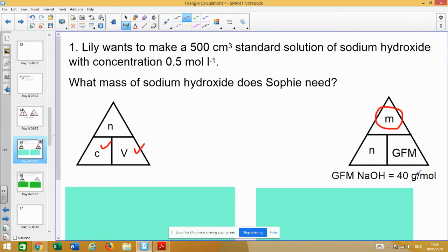Now, we always know the GFM. You might have to work it out. Most likely it will be given to you in the question. In this case, it's 40 grams per mole for sodium hydroxide, so we know the GFM. So we need the number of moles to be able to work out this mass. We can't work it out without that. This number of moles, the number of moles in the solution, is the same as the number of moles in this equation. So we can work out the number of moles here and use it here.